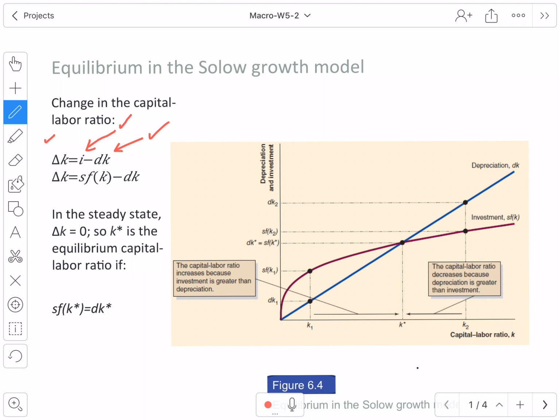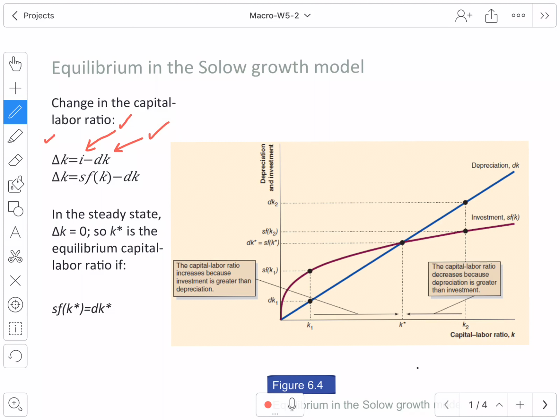So in order to make the change in capital constant, the I, which has a positive sign, has to be equal to dk, which has a negative sign. If the positive is equal to the negative, then the change in k is going to be 0. Or the change in capital accumulation, or we call it capital to labor ratio, is going to stop, is going to be equal to 0.